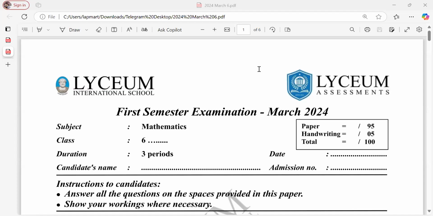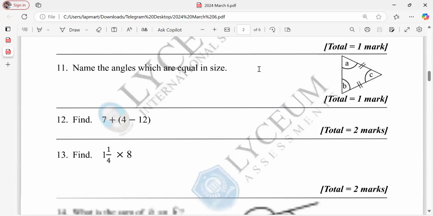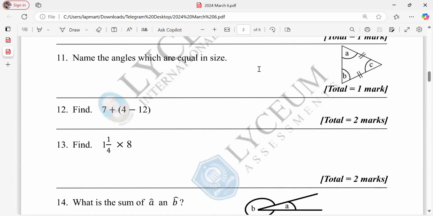This is March 2024, grade 6, first semester examination. In the previous video, we have discussed up to the 10th question. So in this video, we are going to discuss from question number 11 onwards.